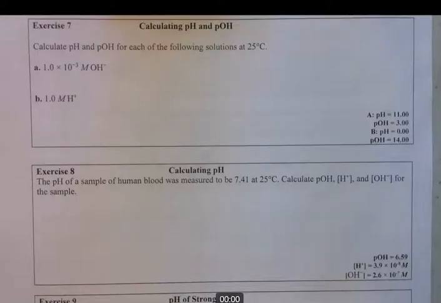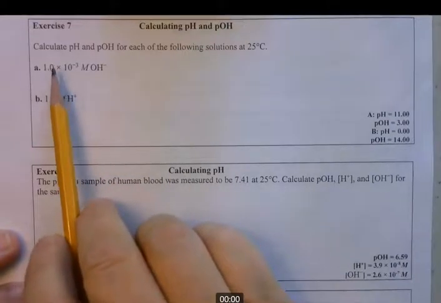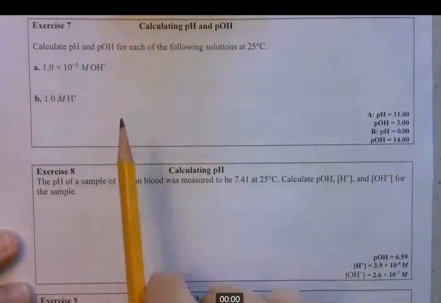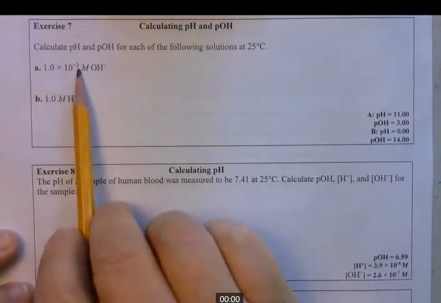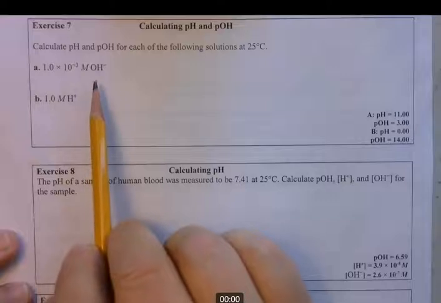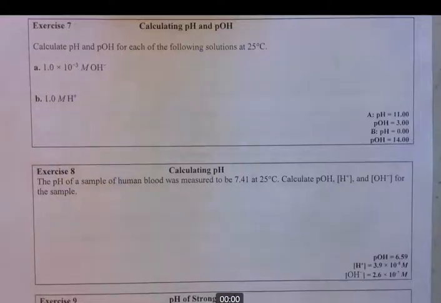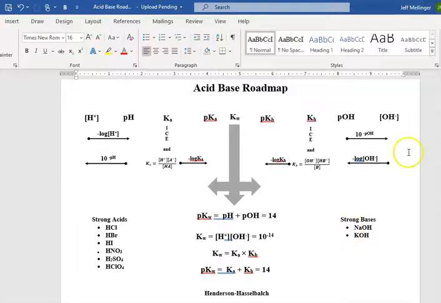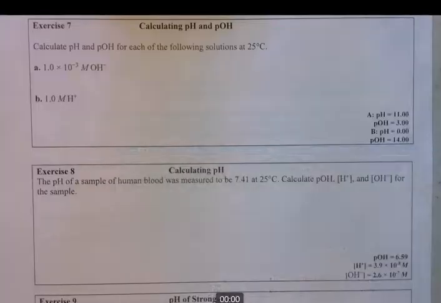All right, so it's giving us 1. I'm going to go ahead and write this on the sheet. 1 times 10 to the minus 3 molar of OH. So let's figure out pOH. So go to your roadmap. If this isn't memorized already, and it's okay if it isn't, and you have an OH concentration in the upper right hand corner, you need to move over to pOH. So down here it tells you that that's going to be the negative log of the OH concentration.